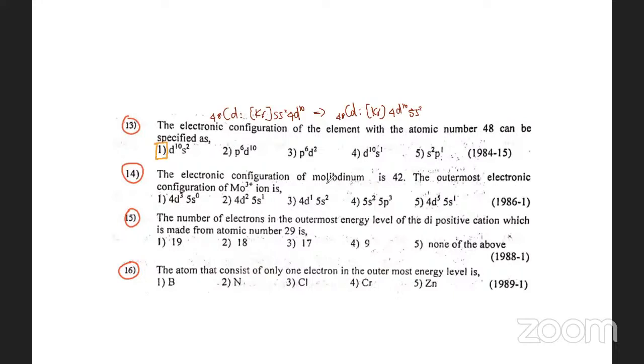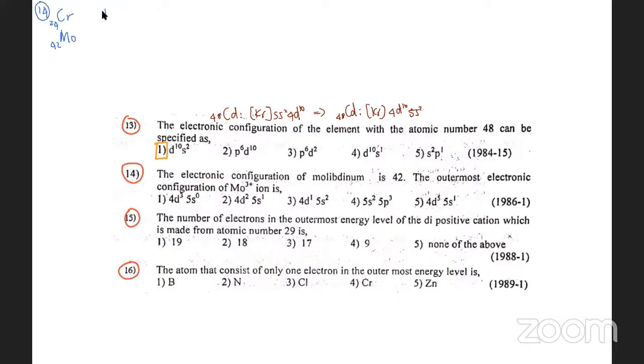The atomic number of molybdenum is 42. The outermost electronic configuration of molybdenum 3 plus ions. Okay, now molybdenum, it's a special case, no, people? Molybdenum is below chromium in your periodic table, chromium 24, and below that we have molybdenum, that is 42. So this is the answer for the 14th question.